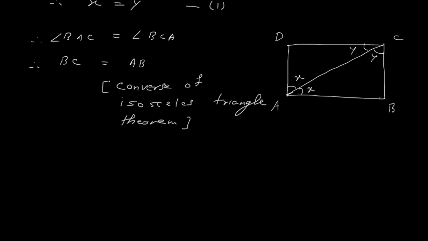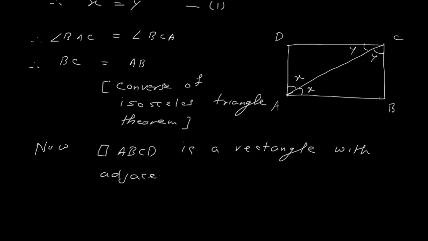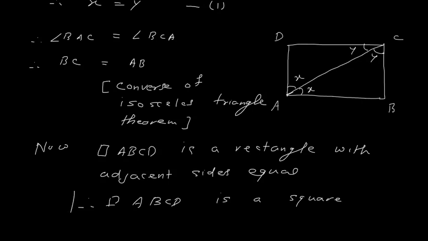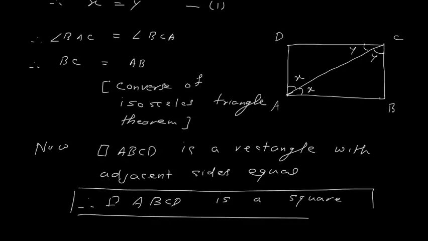So I will say that since now ABCD is a rectangle with adjacent sides equal, therefore this quadrilateral ABCD is a square. So this quadrilateral ABCD will become a square. We have proved the first part.